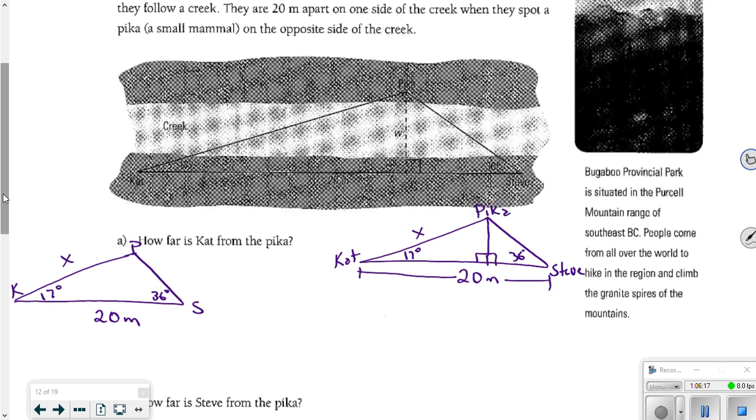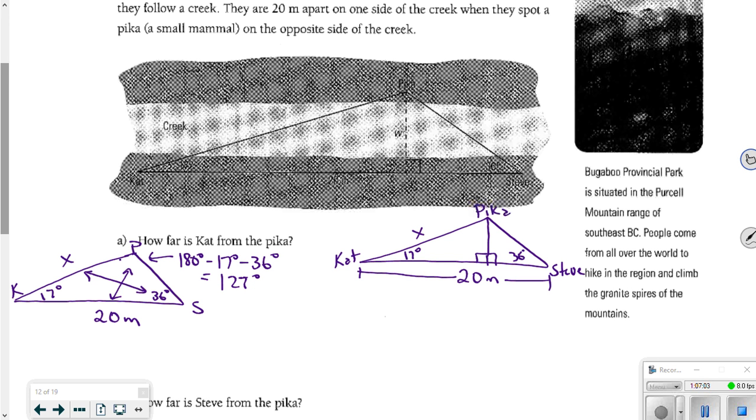I can use my sine law if I'm lucky, because this side and this angle are directly across from each other. If I have another side angle pair where I know both parts, I can use my sine law. I don't know anything about this side over here, the side across from the 17 degrees, but I can find this angle so that it's across from the 20 meters, because this top angle is going to be 180 degrees minus the two angles I know. So 180 minus 17 minus 36, it's going to be 127 degrees.